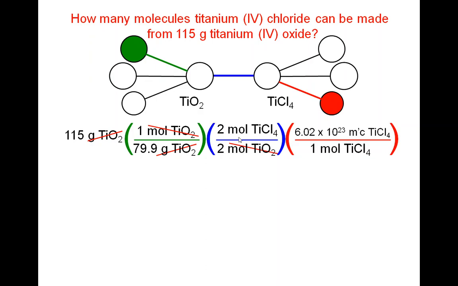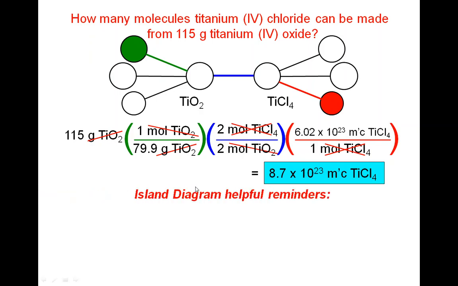So I can completely ignore my 2's and just say 115 times 6.02 E23, smash my enter button, divided by 79.9. 8.7 times 10 to the 23 molecules of titanium chloride. So some helpful reminders about this.